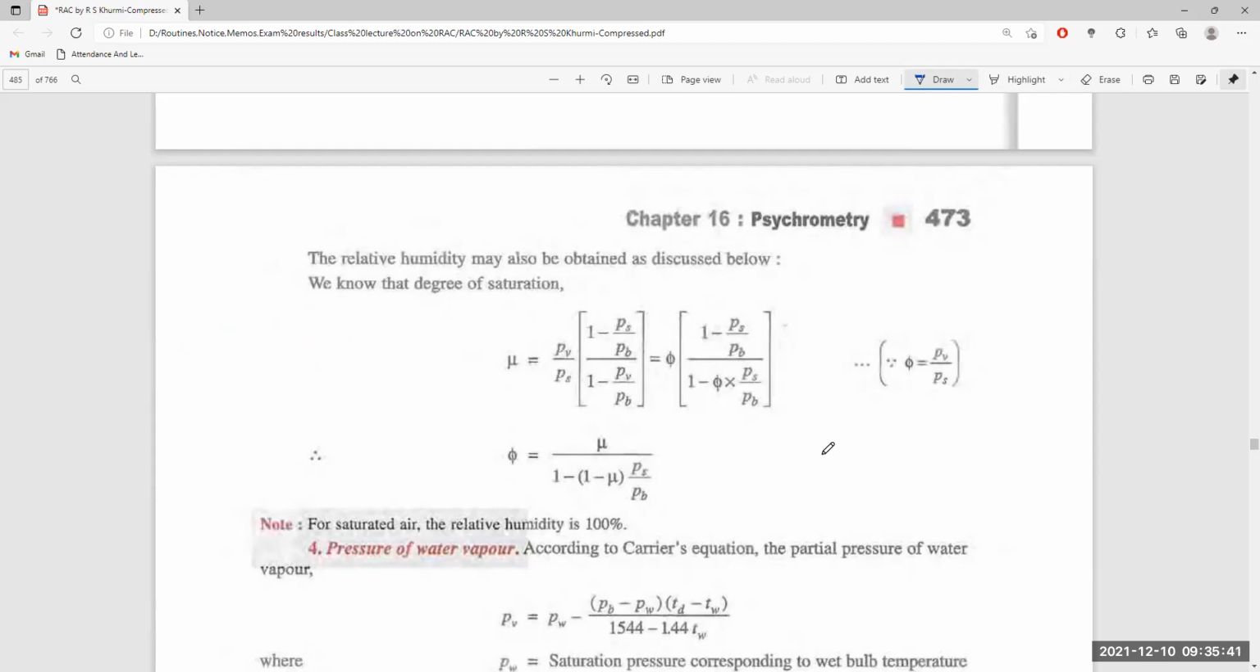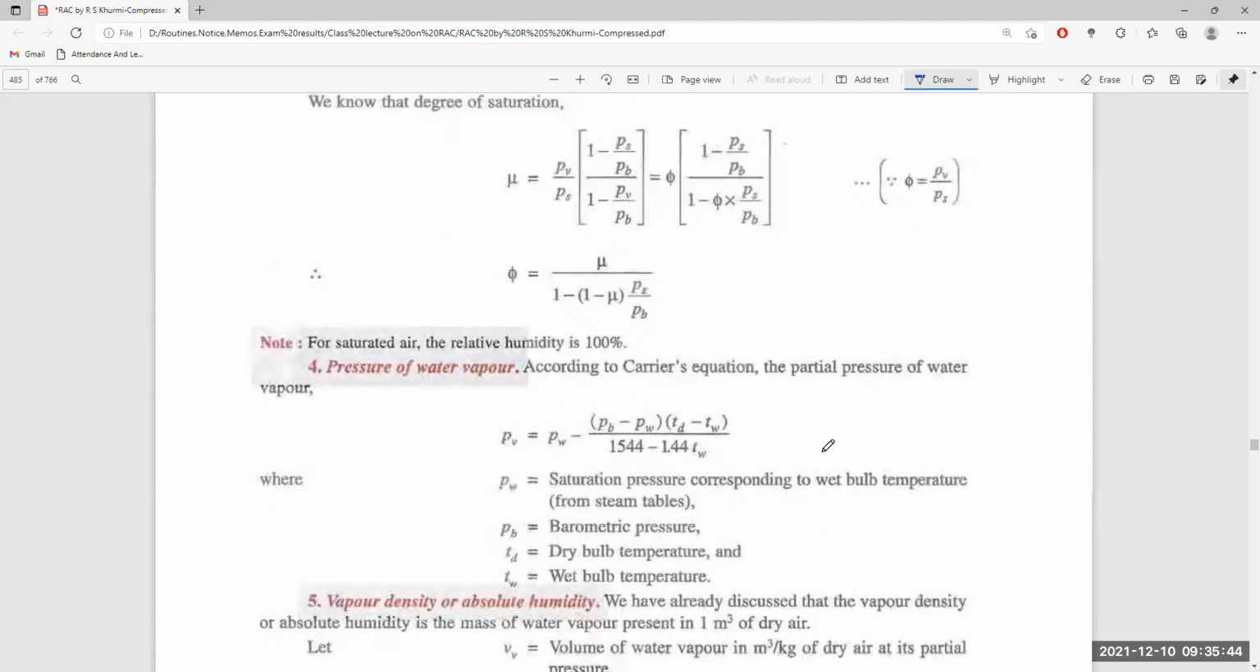Now the pressure of water vapor, according to Carrier's equation: the partial pressure of water vapor, Pv, is equal to Pw, the saturated pressure, minus the saturated pressure into the dry bulb temperature minus wet bulb temperature, divided by 1544 minus 1.44 times the wet bulb temperature. This is Carrier's equation, which gives us the partial pressure of water vapor.